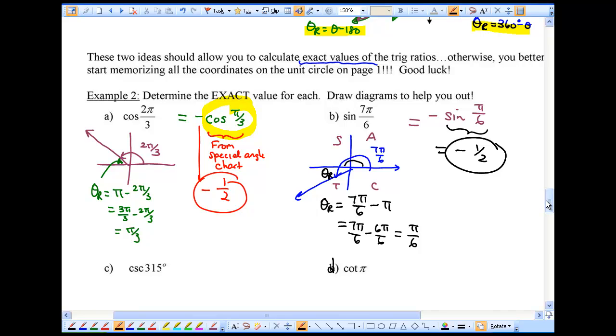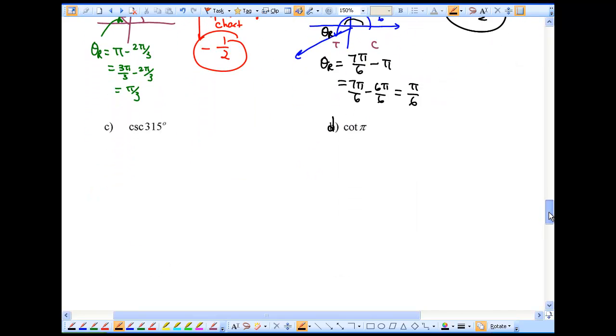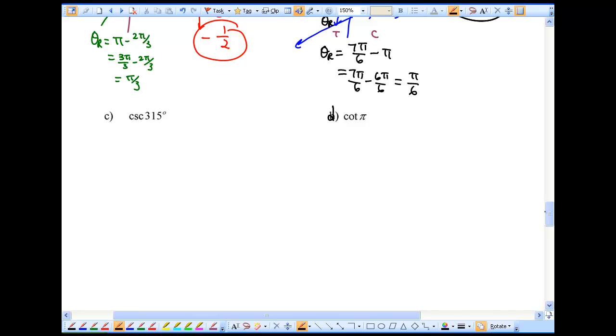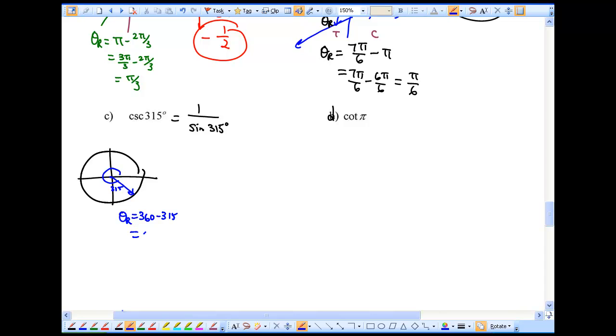Okay. I'll do C and D with you, or C and B it says here. Cosecant 315. Well, what's that equal to? Cosecant is the same thing as 1 over, and if you guessed it, that's 1 over sine. You're correct. So ultimately, sine 315 means you are in the 4th quadrant. That whole angle is 315. What's the reference angle? That would be 360 minus 315. You guessed it, 45. So this is equivalent to 1 over sine of 45 degrees.